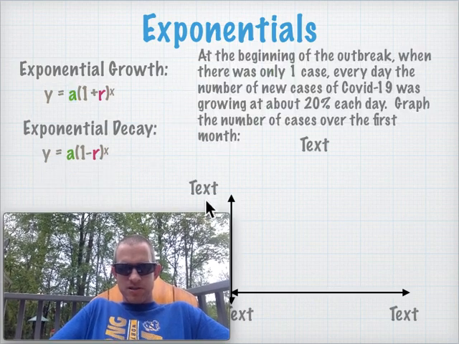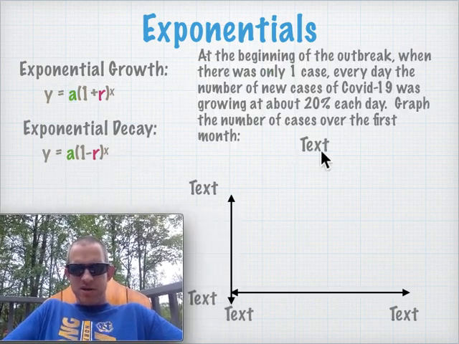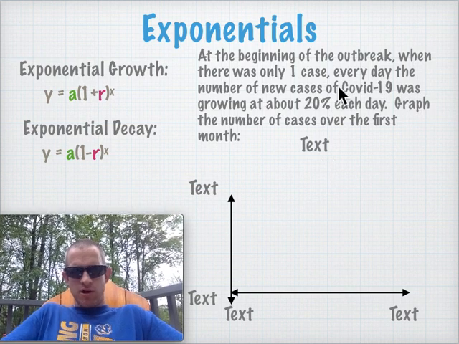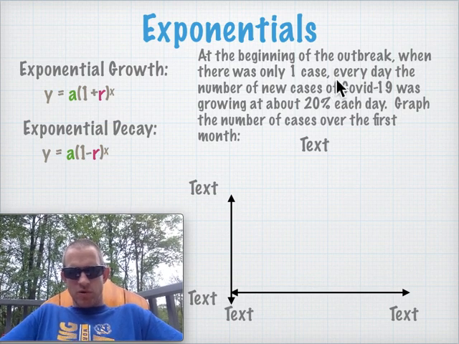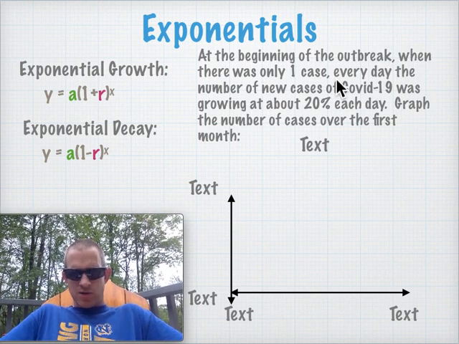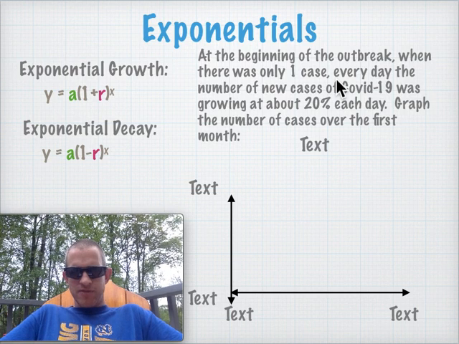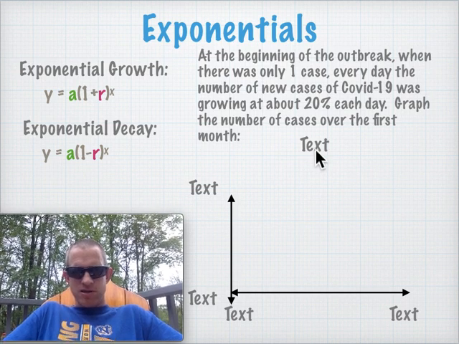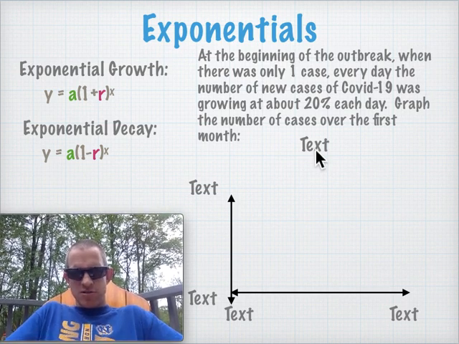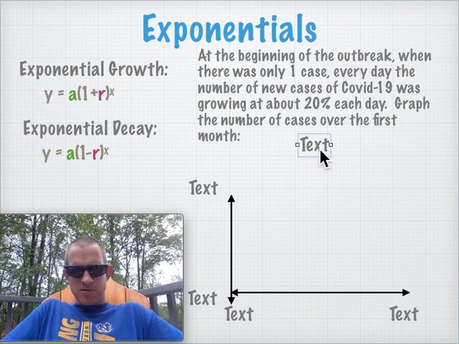So here is a kind of a sample question with that. This is made up numbers. I have no idea what the actual numbers are, but it seems fairly reasonable to me. It says at the beginning of the outbreak, when there was only one case, every day the new cases of COVID-19 were growing at about 20% each day. And so the question is to graph the number of cases over the first month. So before we can make a graph, we need to think about a couple things. We need to think about what sort of window setting we need and also what equation we might have. So why don't we do the equation?